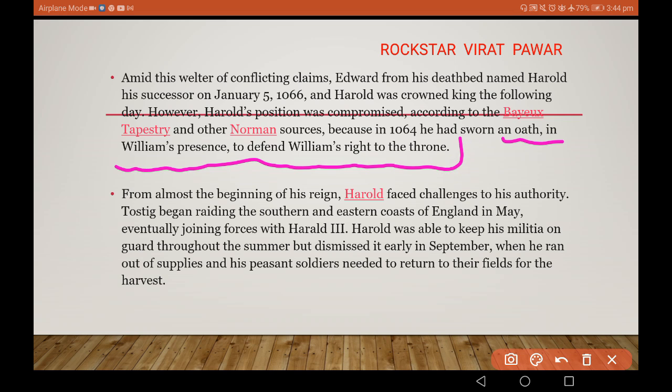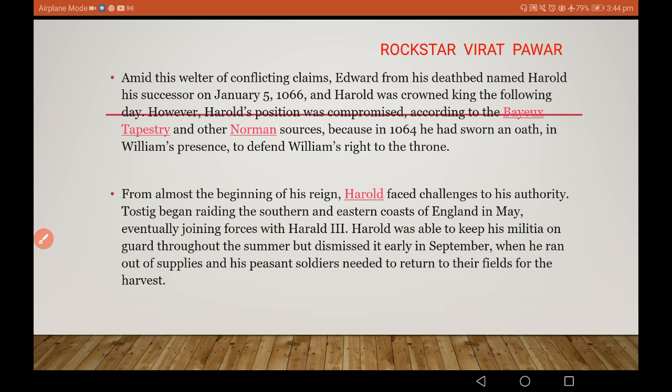These are some points regarding how the kings were ruling and what was happening at that time. From almost the beginning of the reign, Harold faced challenges to his authority, and Tostig began raiding the southern and eastern coast of England in May, and eventually joined forces with Harald III. Harold was able to keep his militia on guard throughout the summer but dismissed it early in September when he ran out of supplies and his peasant soldiers needed to return to their fields for the harvest.